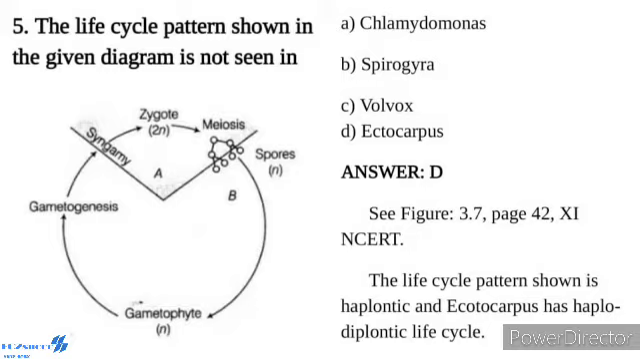This kind of life cycle is termed haplontic. Many algae such as Volvox, Spirogyra, and some species of Chlamydomonas represent this pattern. So the correct answer is option D. D is Ectocarpus. The life cycle pattern shown is haplontic, and Ectocarpus has a haplodiplontic life cycle.